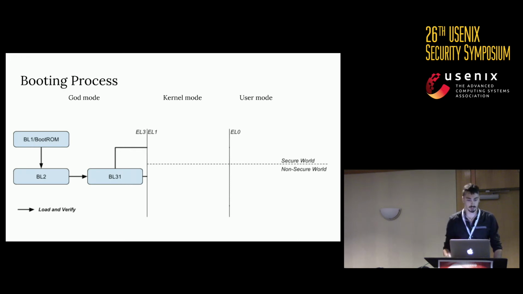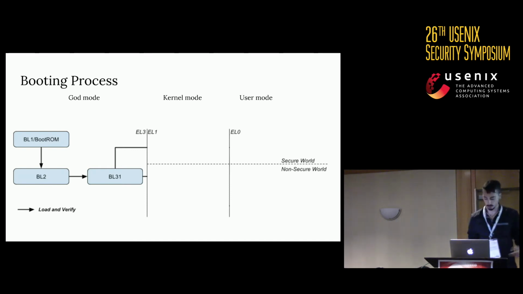Just to give an example, in God mode with EL3, the processor has full visibility also of the memory which is mapped for the secure world. It has control over everything. In kernel mode, in the non-secure world, for example, the OS cannot access the secure world directly.